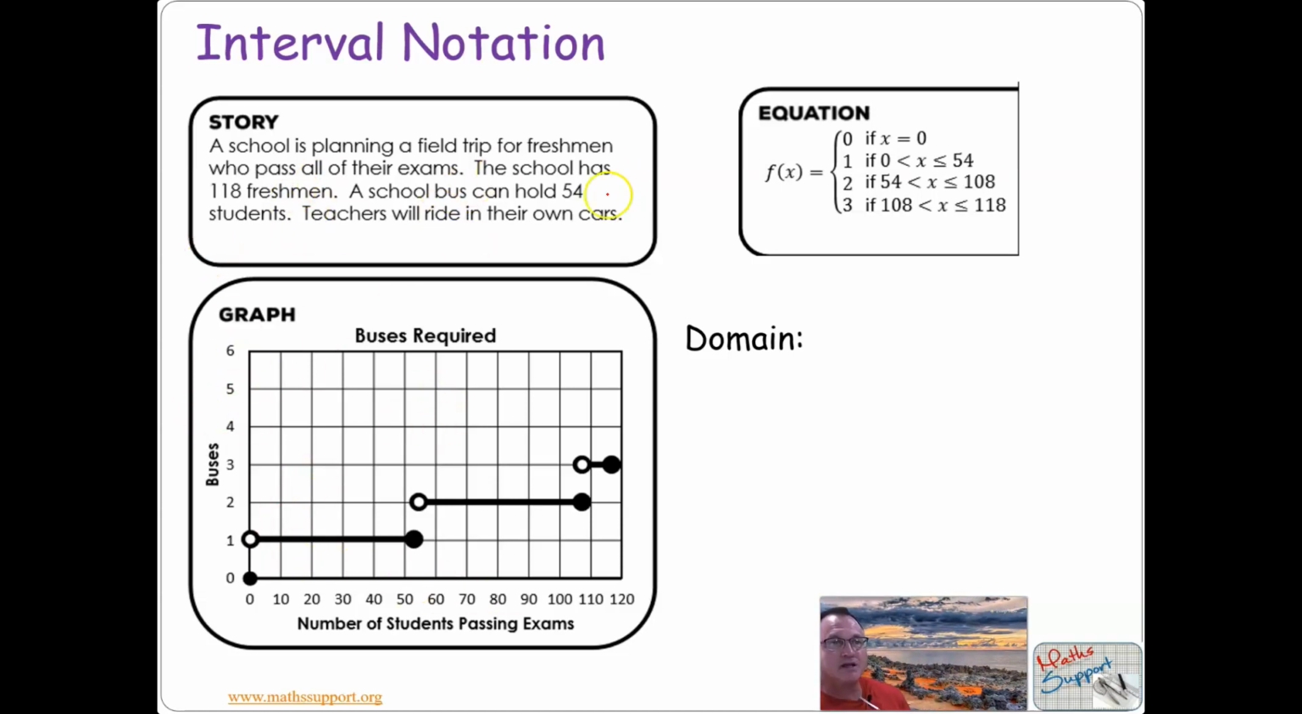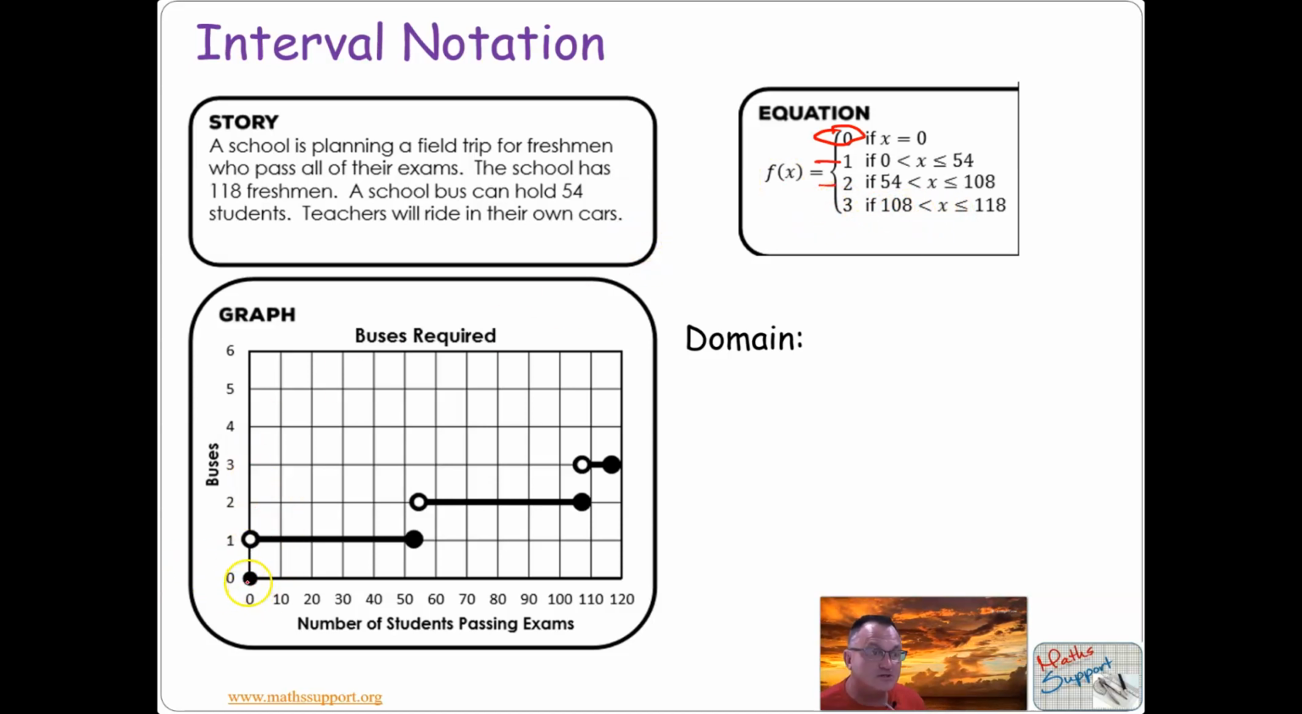All right, school's planning a field trip for freshmen who pass all their exams. The school has 118 freshmen. School bus can hold 54 students. Teachers will ride in their own cars. So here's the equation that tells you how many school buses you need. Well, if there are no students, I don't need a school bus. If I have greater than 0 but less than or equal to 54, I need one bus. As soon as I go over 54 up to 108, I'll need 2 buses. And if I got more than 108 going, then I got to get 3 buses.